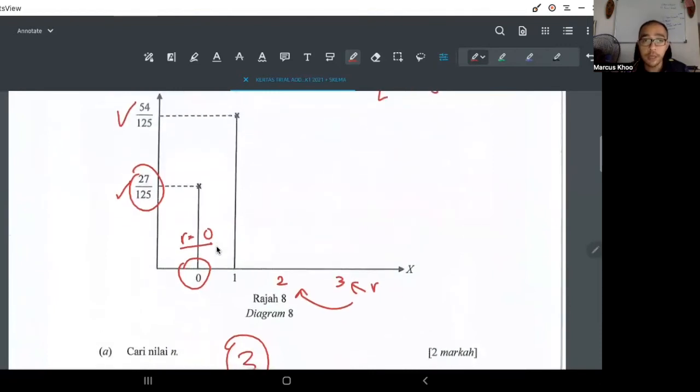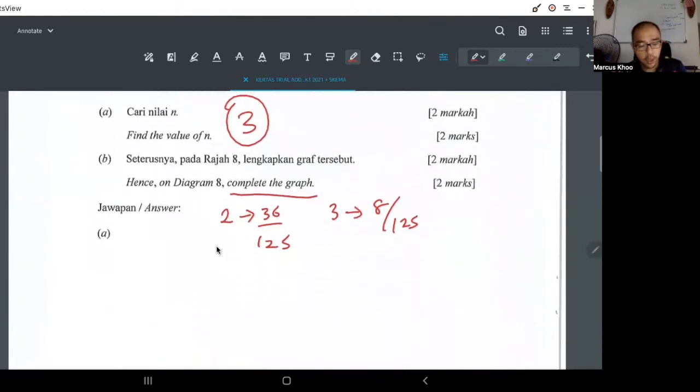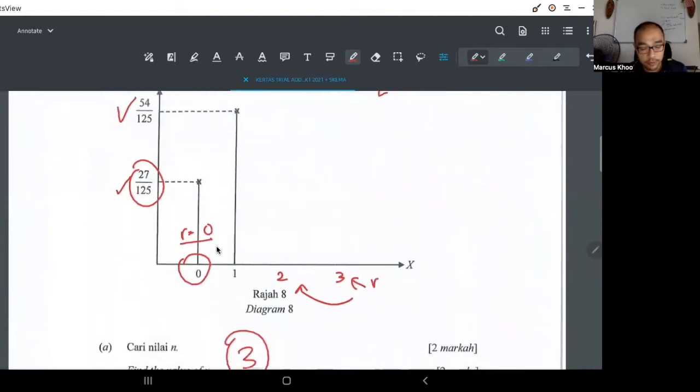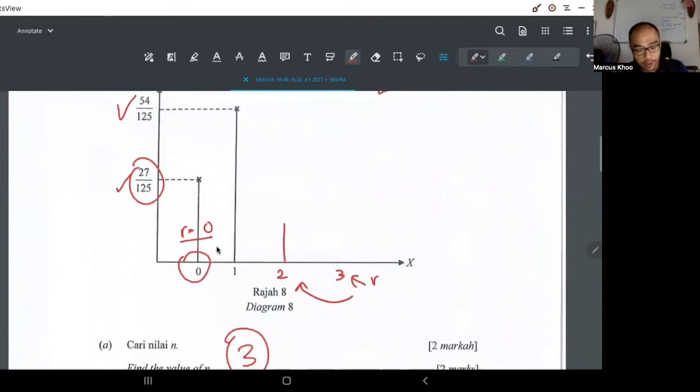Okay, so I've given the answers here. When r is 2, the probability is 36 over 125. When r is 3, the probability is 8 over 125. So it'll be somewhere around here. This will be 36 over 125, and somewhere here, this will be 8 over 125.